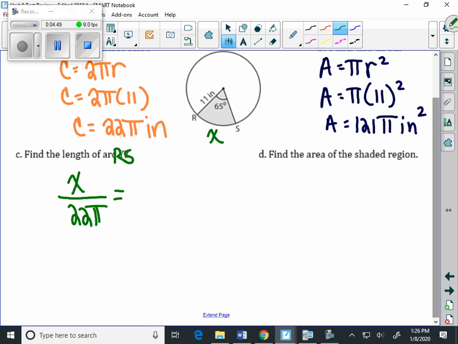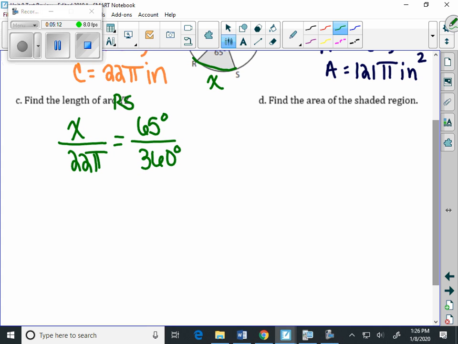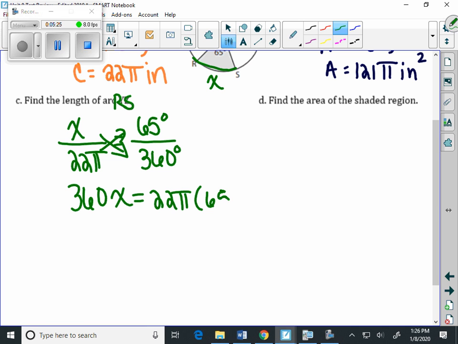And that equals then the value of the central angle, which is 65 degrees, divided by a total of 360 degrees in the circle. And actually, the central angle is 65, so the intercepted arc is also 65. But then we're going to cross multiply, and remember to use Desmos or your calculator. But this gives us 360x, and then we're going to take 22 pi, and we're going to multiply it by 65.